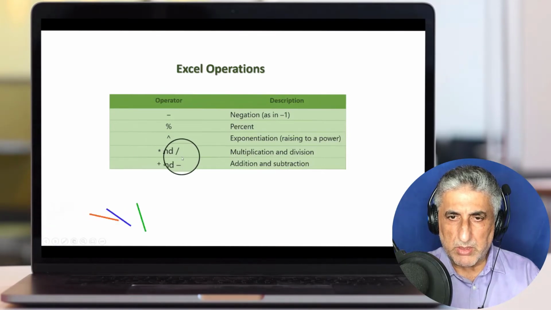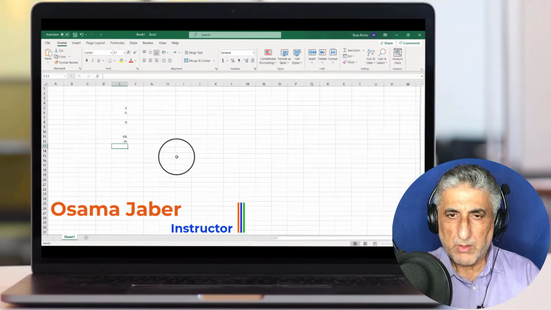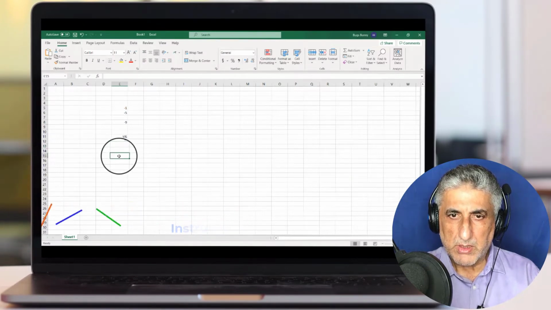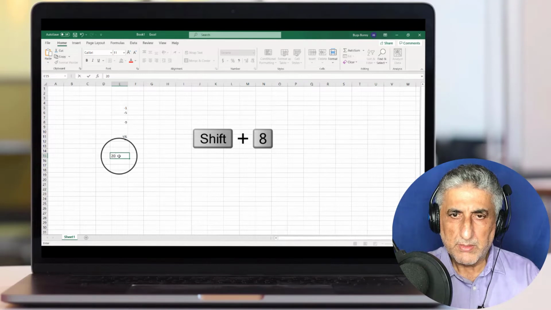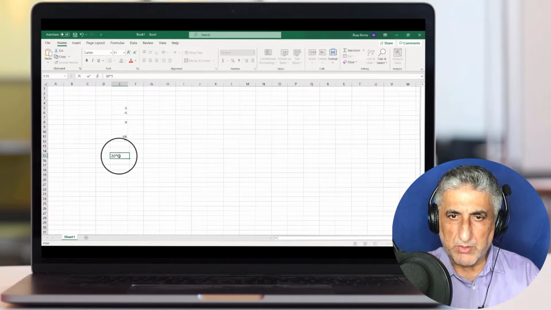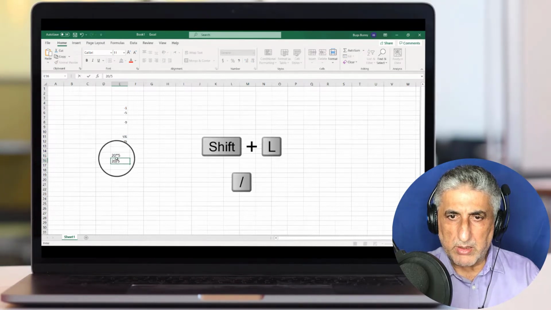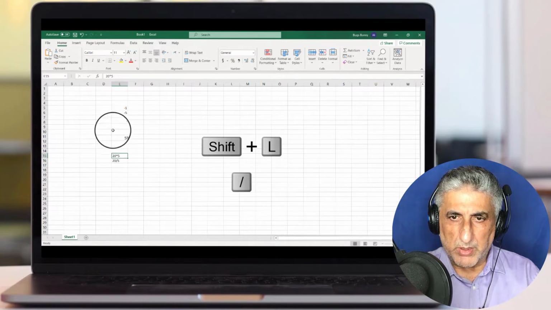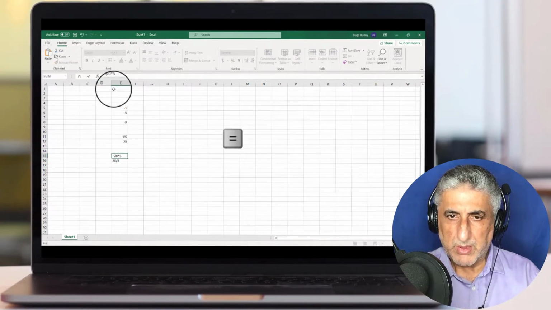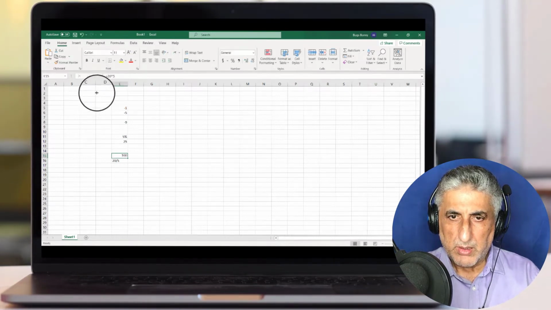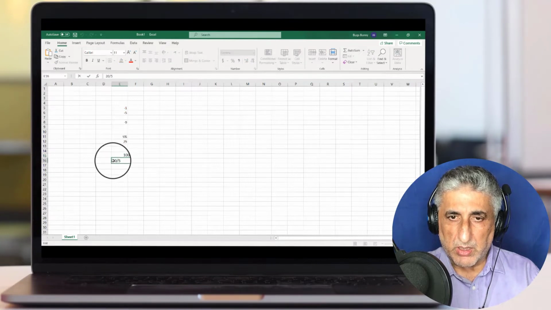Let's talk about multiplication and division. Let's type in 20, then we press shift plus 8. This is the multiplication sign, and the division sign as well, but we have to enter equal at the start of each formula. Equal. I will use the enter key on the keyboard this time. So 20 divided by 5 is 4.